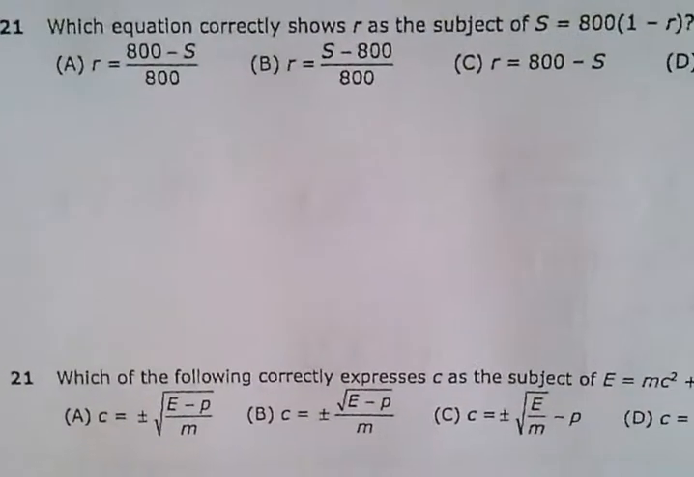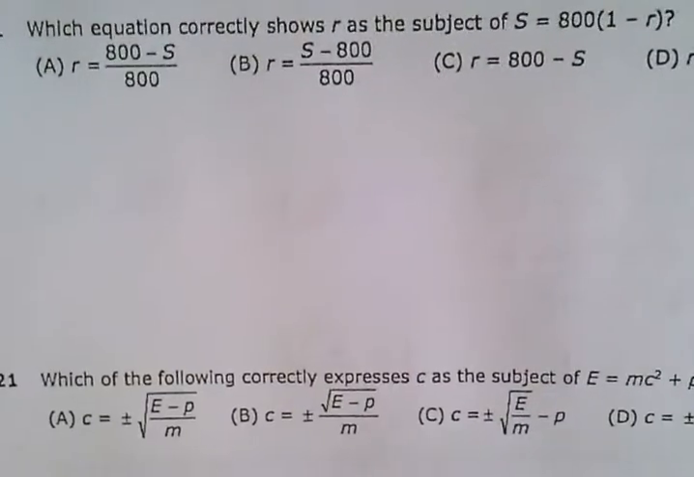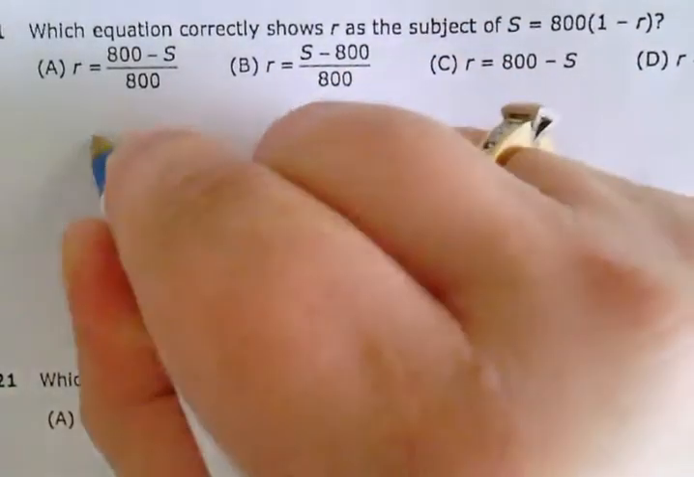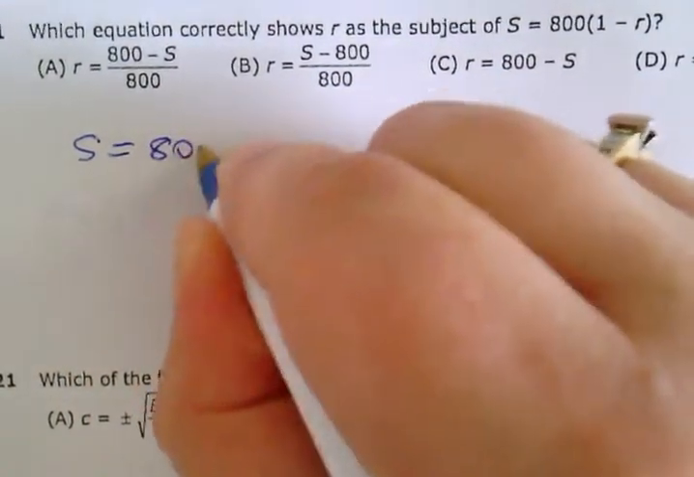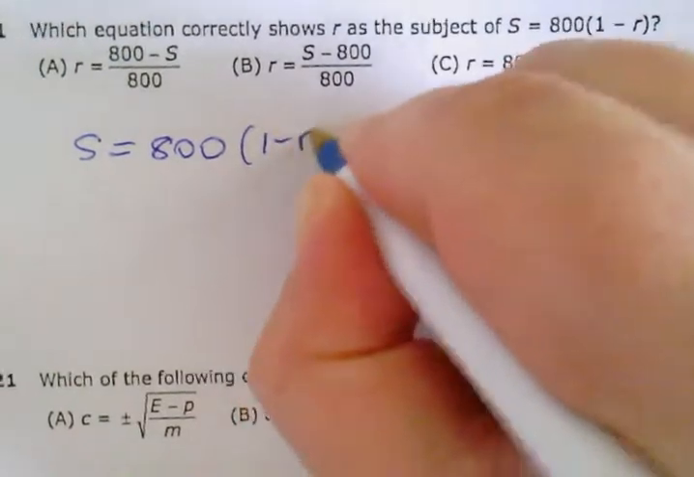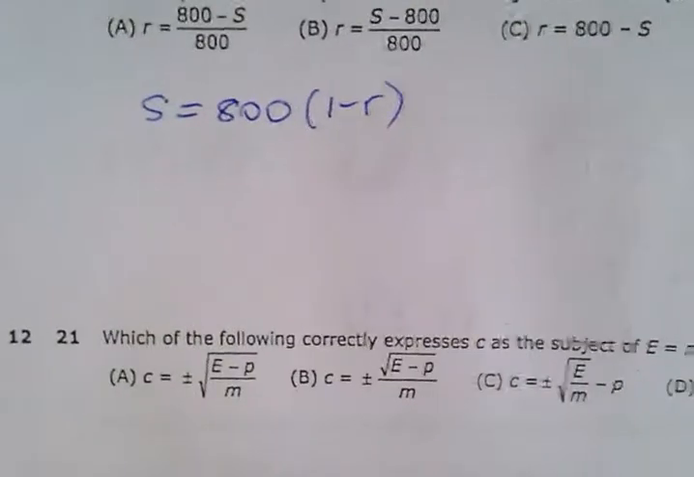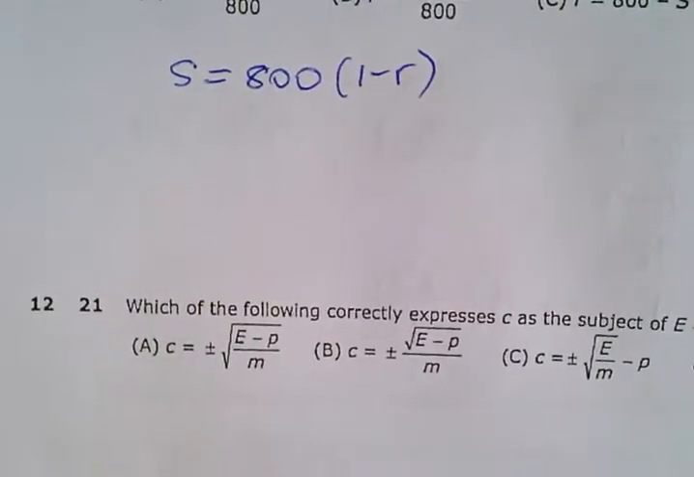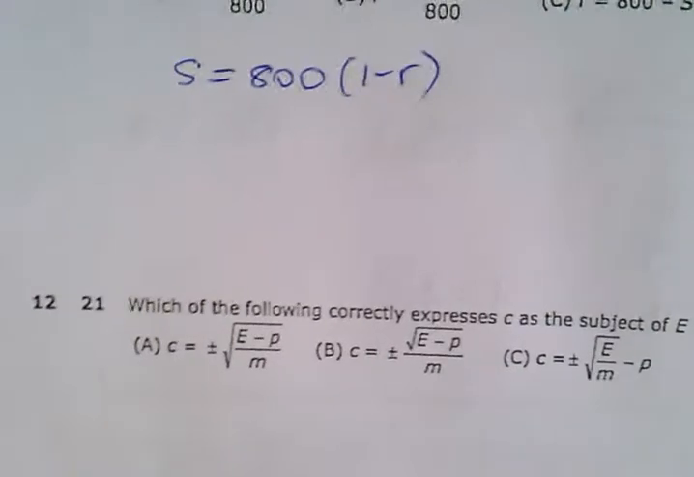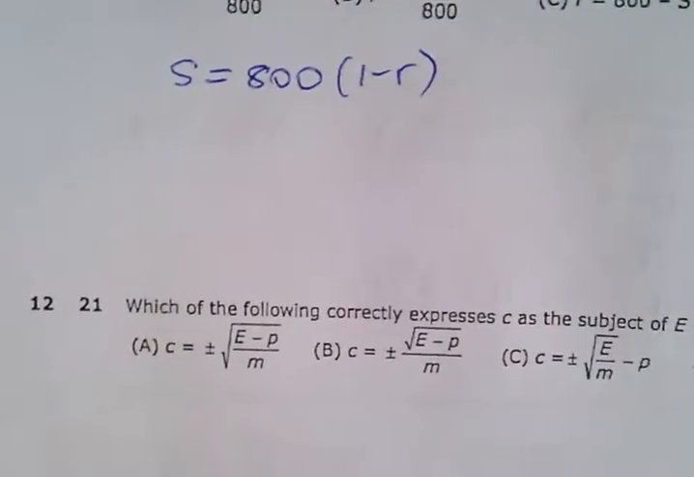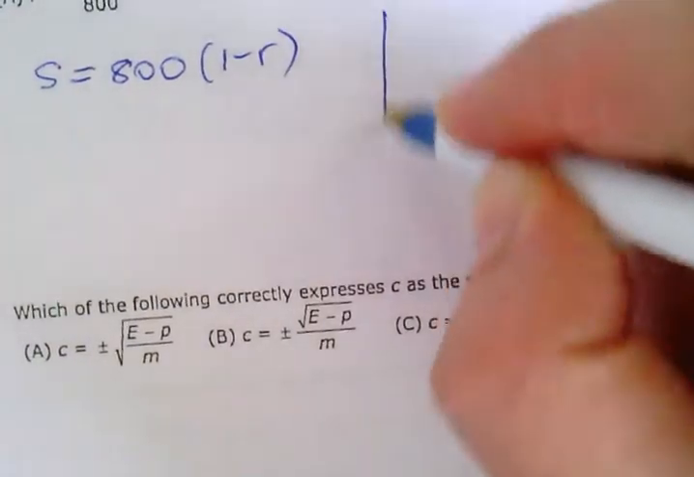HSC question 21. Which equation correctly shows R as the subject? We've got S equals 800 (1 minus R). Now, there are a few ways we can do this. What would you like to do, ladies? You can take the 800 over first. I'm going to show you two methods for doing this.